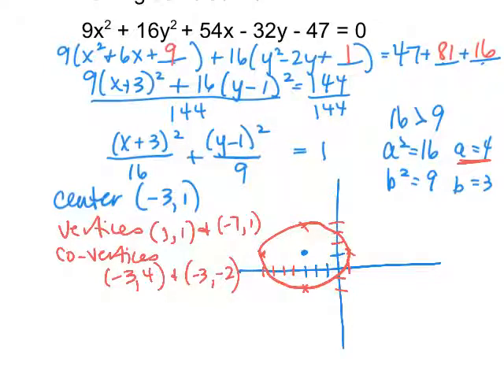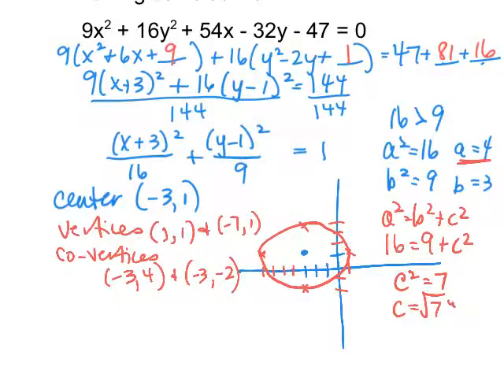And I also need to find my C value. So the C value is from the center to the foci points. So remember, a squared equals b squared plus c squared. So it means 16 equals 9 plus c squared. C squared equals 7. C is the square root of 7, which is approximately 2.65. So I can plot it. If I go just about 2.5 over and 2.5 over in this direction, there's my focus points. And I can identify those locations.